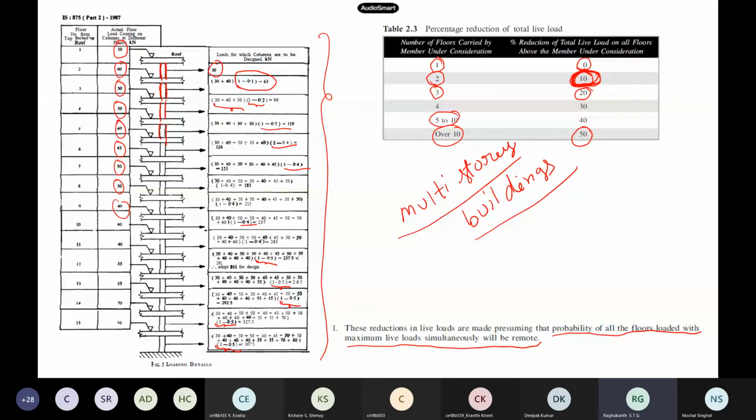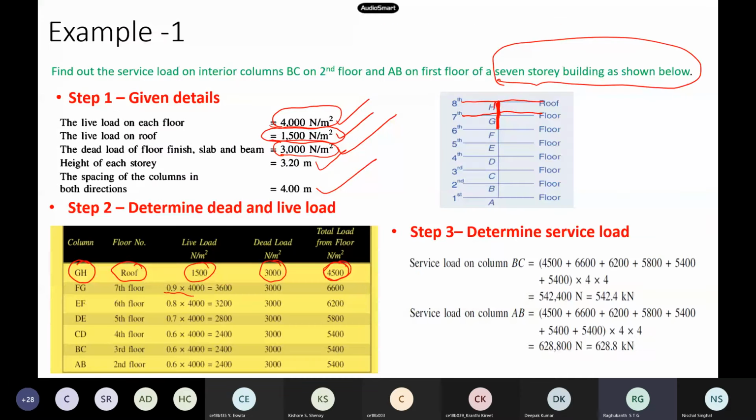10%, actually 10%. That's why we multiply by 0.9 into 4000. So the dead load is going to remain the same. For dead load, there is no reduction. Only for live load does the code allow a reduction. So this is the load. 6,600 is the load from the floor.